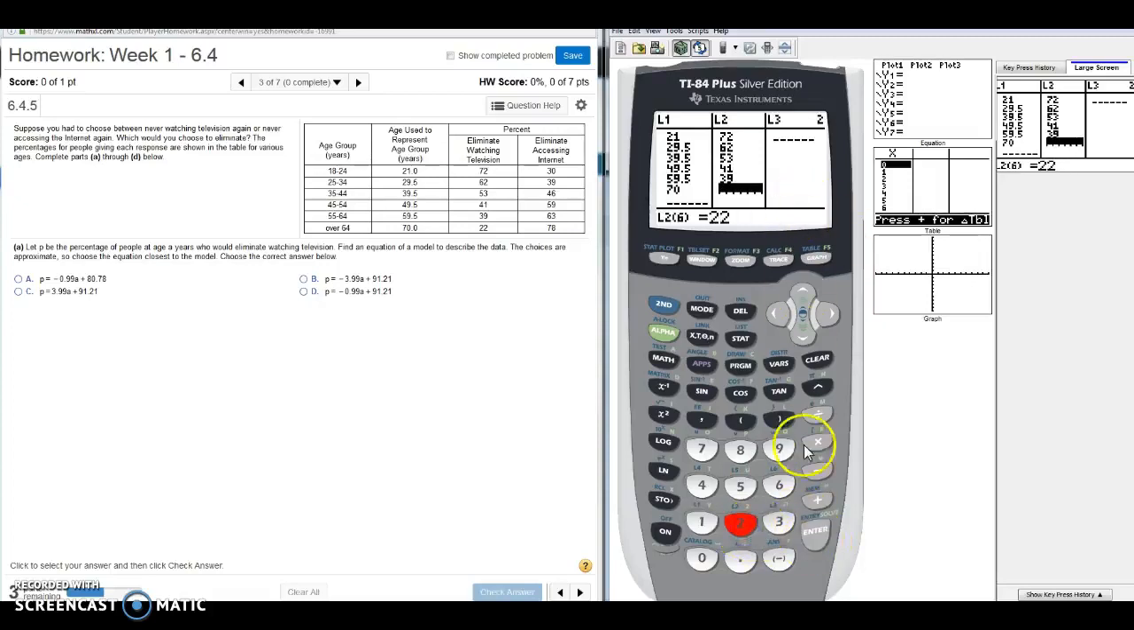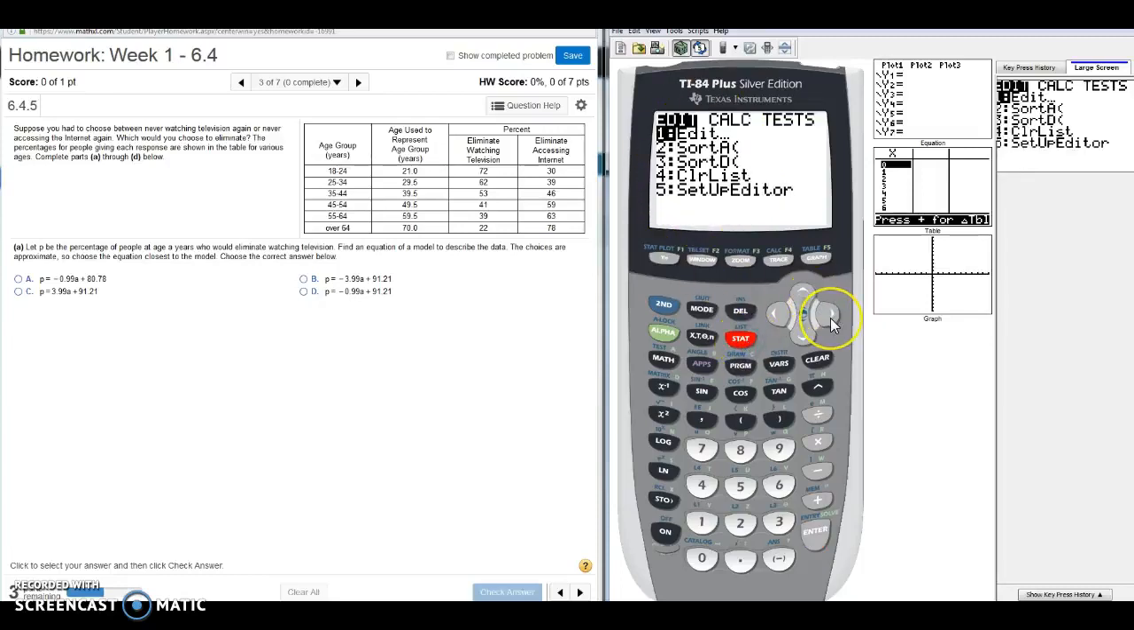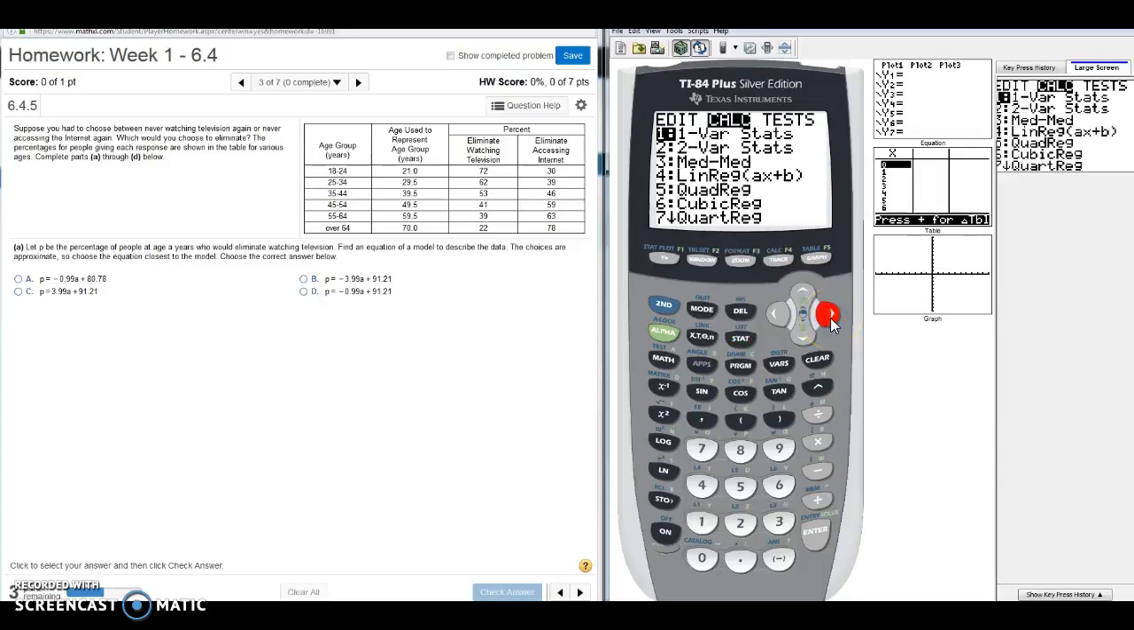And then I'm just going to do a quick glance to make sure I have 21, 72; 29.5, 62; 39.5, 53; 49.5, 41; 59.5, 39; 70, 22. Looks like my list is good. I'm going to hit the Stat button again, but now I want to do a calculation. I'm going to go over to Calc, and I'm going to choose the fourth option down. You can either type 4 or you can arrow down to 4 and click Enter.